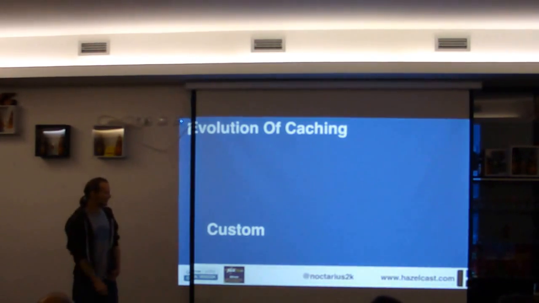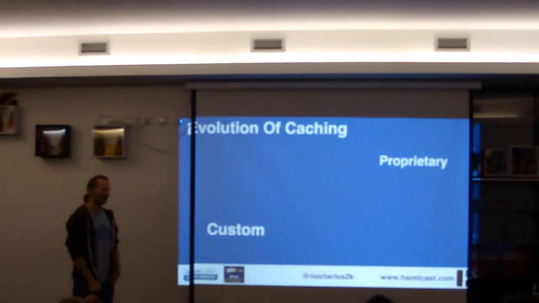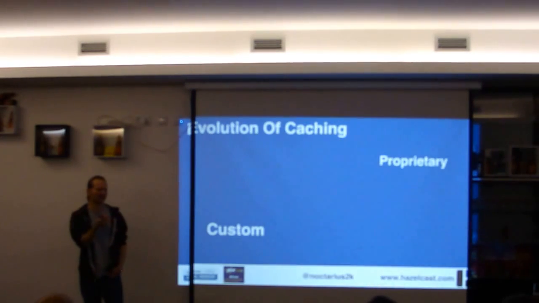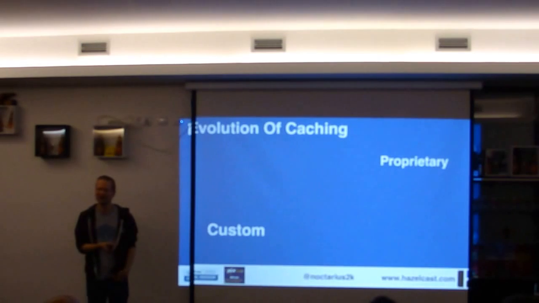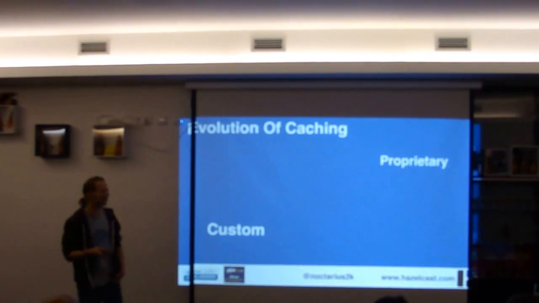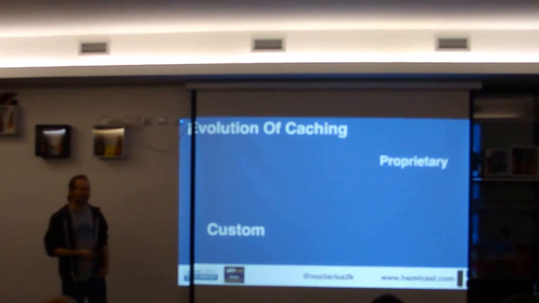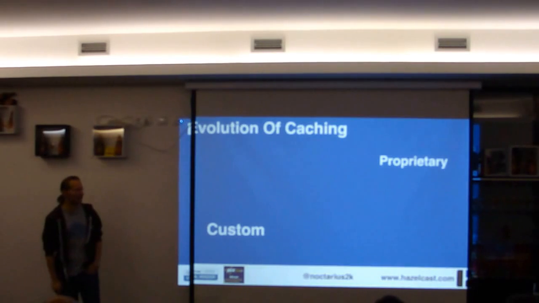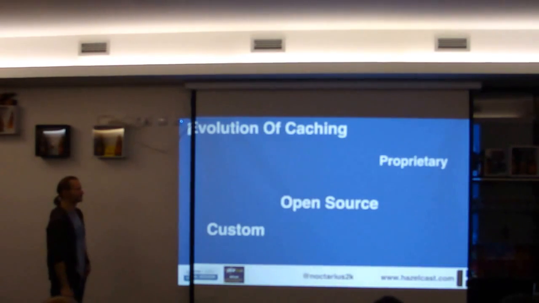Okay, custom caches. Then there are proprietary caches. Proprietary caches, I think Coherence was one of the first ones. Then there was Terracotta, the DSO, the distributed shared objects from Terracotta. Those DSOs don't exist anymore. These days everything is cache Terracotta. But there are proprietary caches, and they're good. It's not a bad thing.